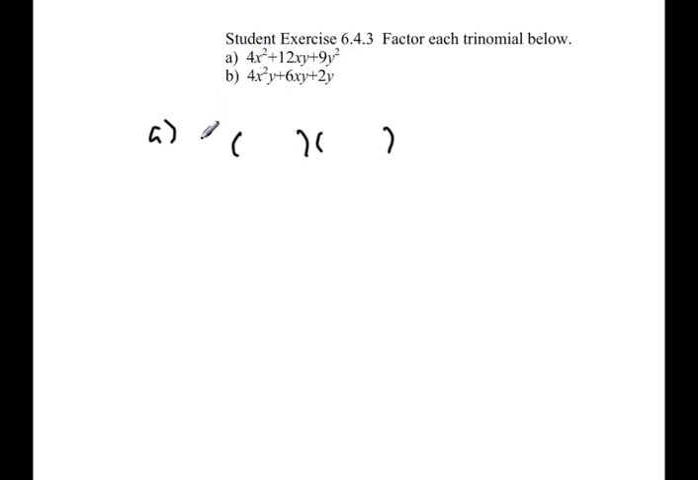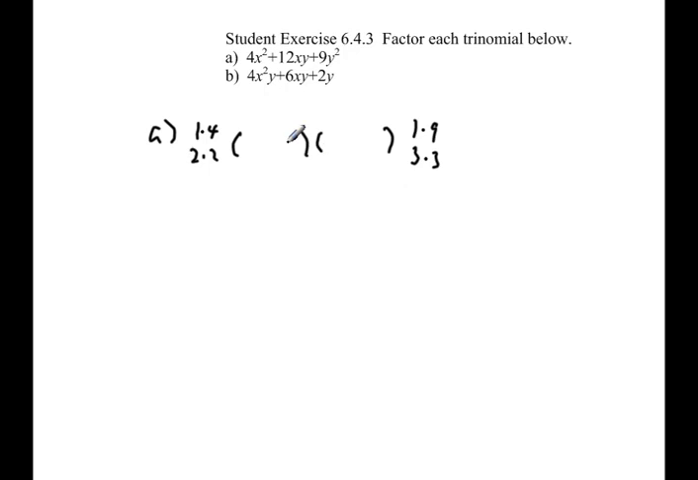So for 4, we have options here: 1 times 4 and 2 times 2. For 9, we have options there as well: 1 times 9 and 3 times 3. Now, it's just a matter of how things work out.